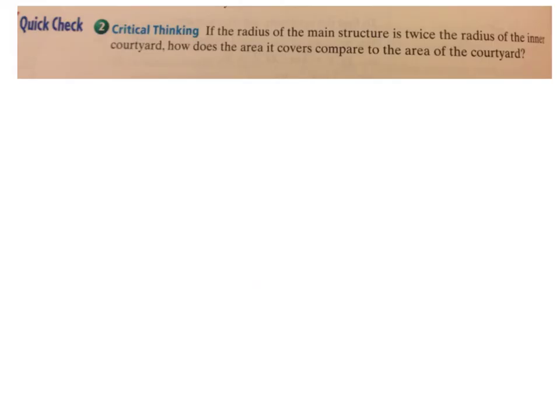Okay, the last one we're going to look at is quick check number 2. It says the radius of the main structure, again the main structure is a regular octagon, is twice the radius of the inner courtyard. The radius of the inner courtyard was 16. So how does a regular octagon with radius 32, how is that area going to compare to the area of the inner courtyard, which was 724? Please pause the video while you try to figure this out.